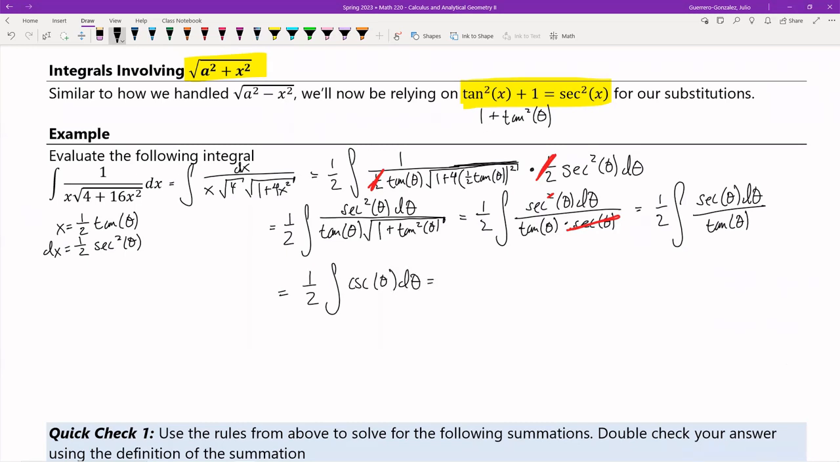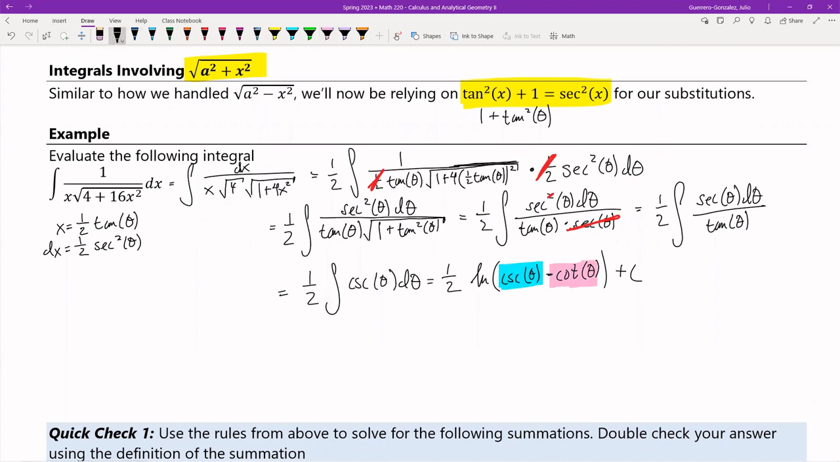And again, we know what this integral is, so it's going to be 1/2 ln, right? Cosecant theta minus cotangent theta plus c. Okay, so again, we need some version of expressions for cosecant and cotangent, so that means we need sine and cosines, right?